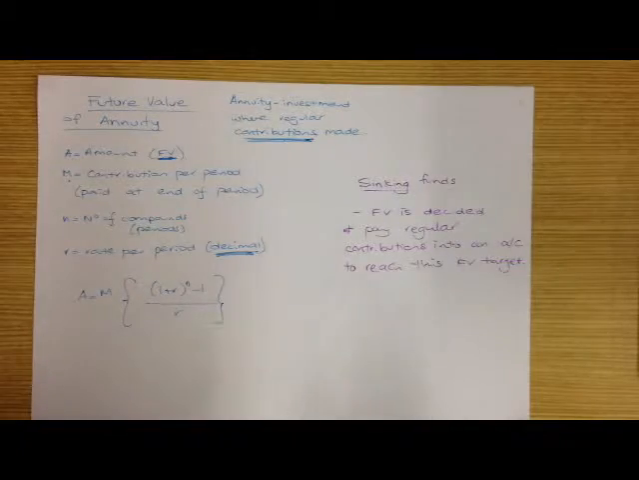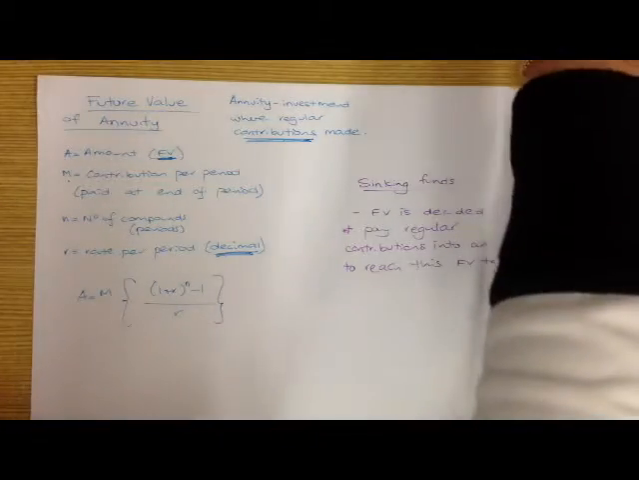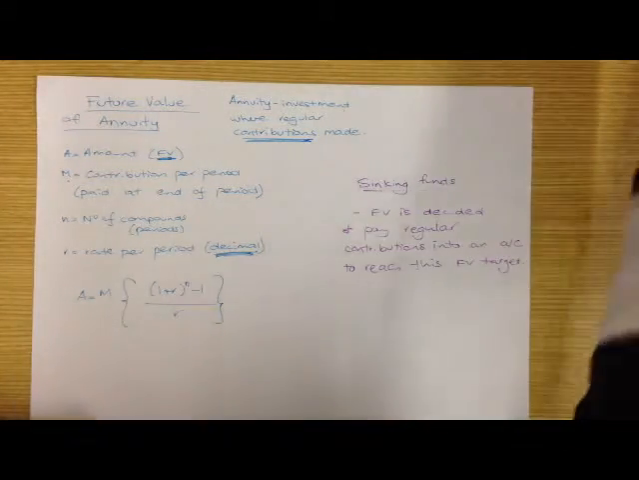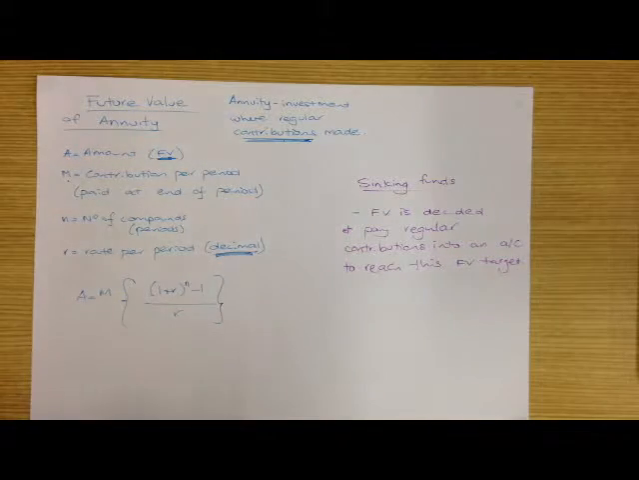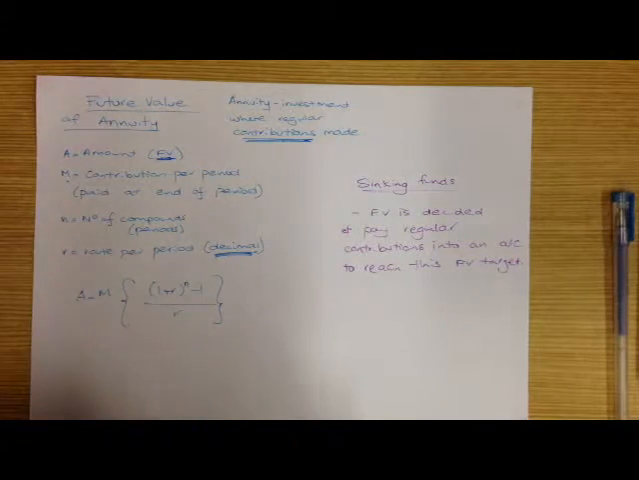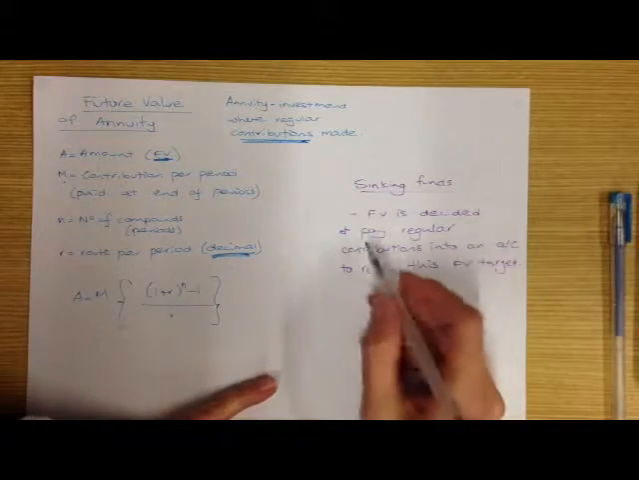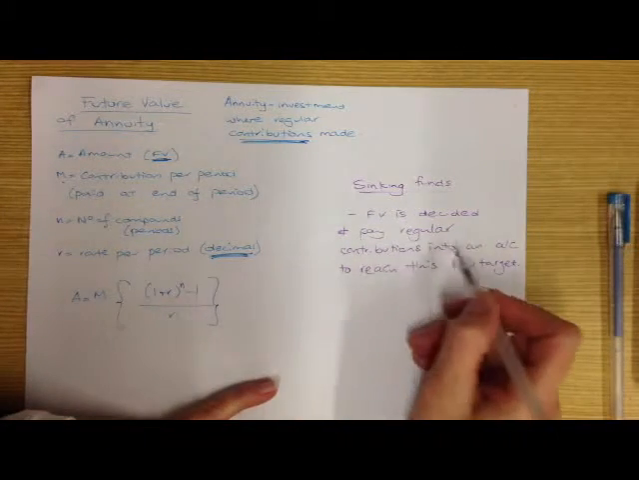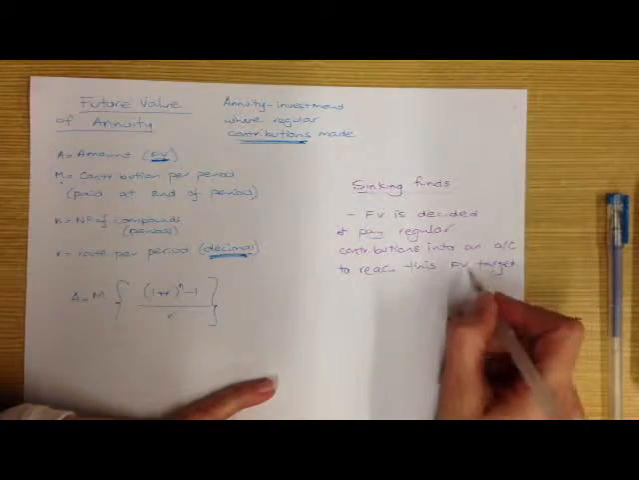Another way of talking about an annuity is a sinking fund. Now, we talked about the same sort of thing last lesson, but we didn't actually call it a sinking fund. So this is where the future value, or the amount, is decided, and then we need to work out the regular contributions that we must pay in order to reach this target.